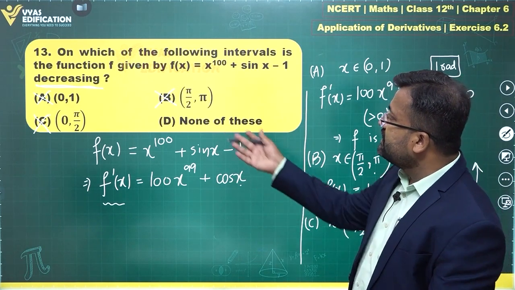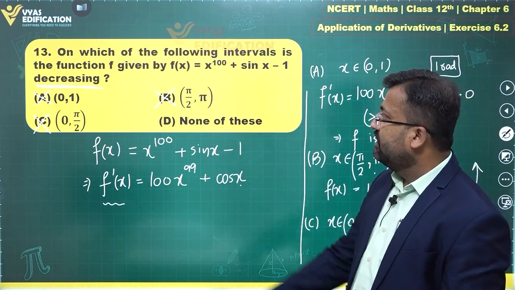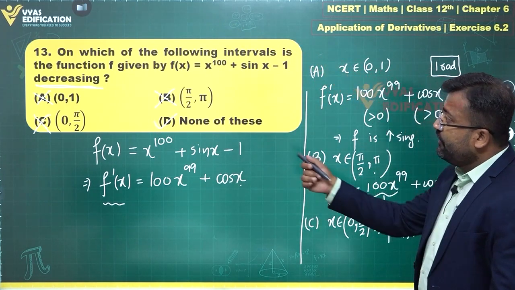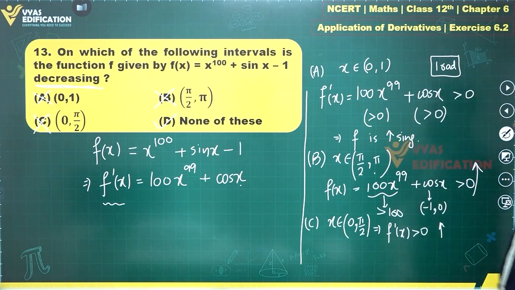On which of the following intervals is the function f given by this decreasing? None of these options is correct. Therefore, option D is the correct answer for this question, as you can clearly see over here.